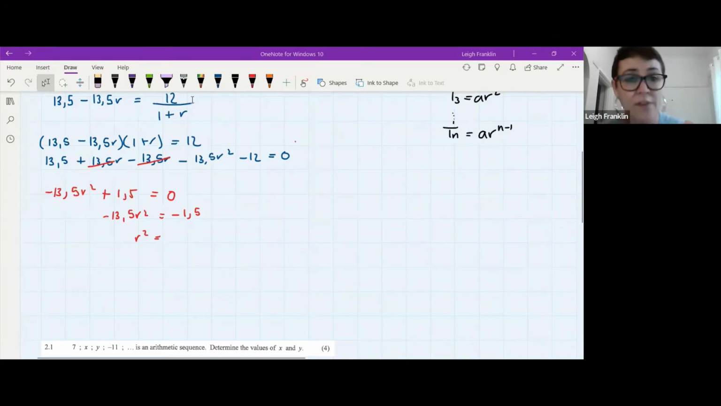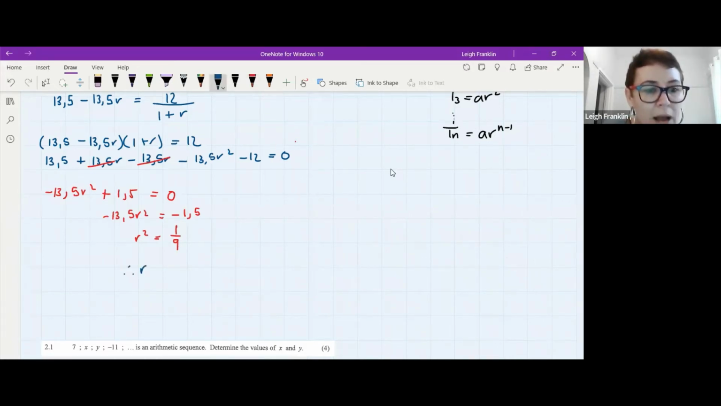Having it as 1/9 makes much more sense to us than 0.1 recurring, even though technically it's not wrong. So r squared equals 1/9. Now, 1/9 is a perfect square, isn't it, Matrix? It's a perfect square in the same way that 9 is a perfect square. So what this means for us is this.